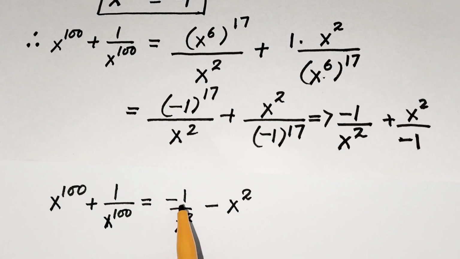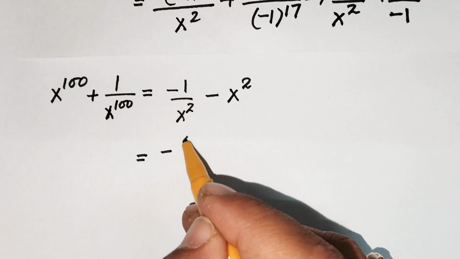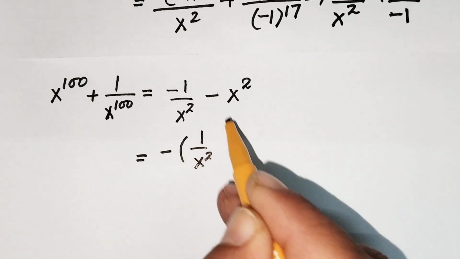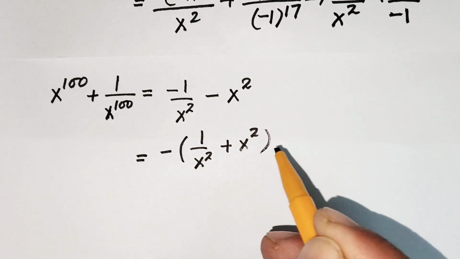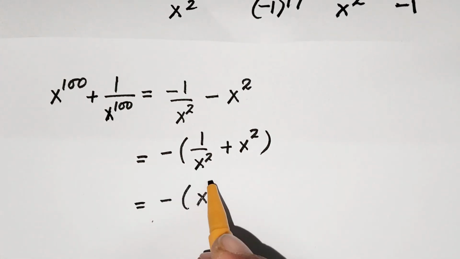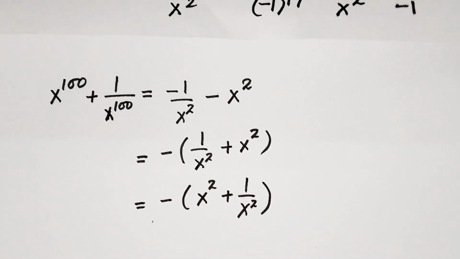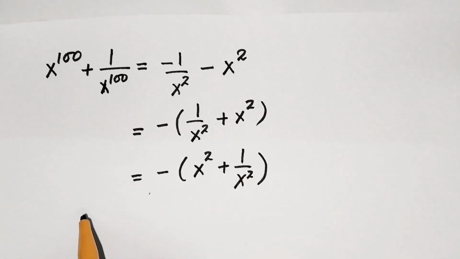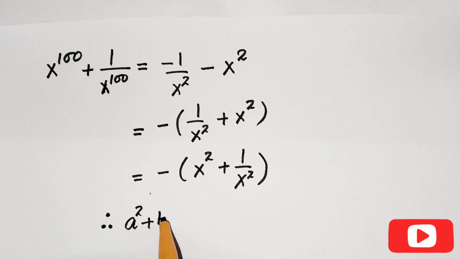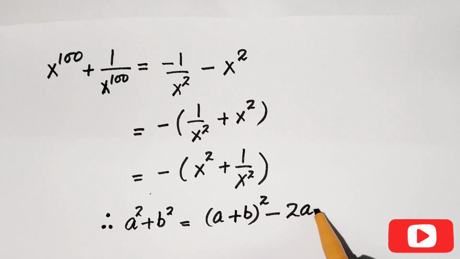Here we take the minus common, so it will be equal to minus, 1 over x squared plus x squared, and by rearranging this we write minus x squared plus 1 over x squared. Now we are going to use our algebraic identity. As we know, if we have a squared plus b squared, it is equal to a plus b whole squared minus 2 times a times b.